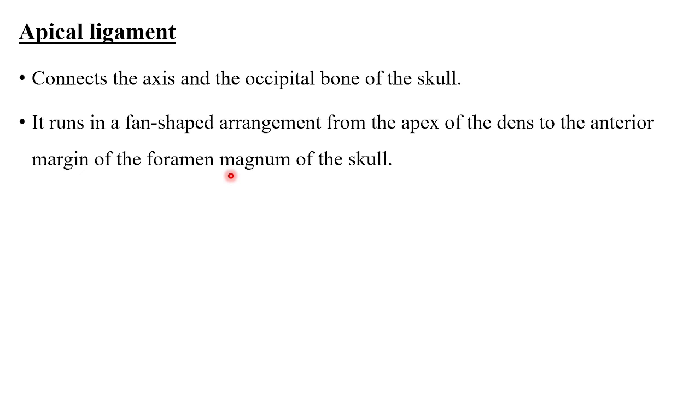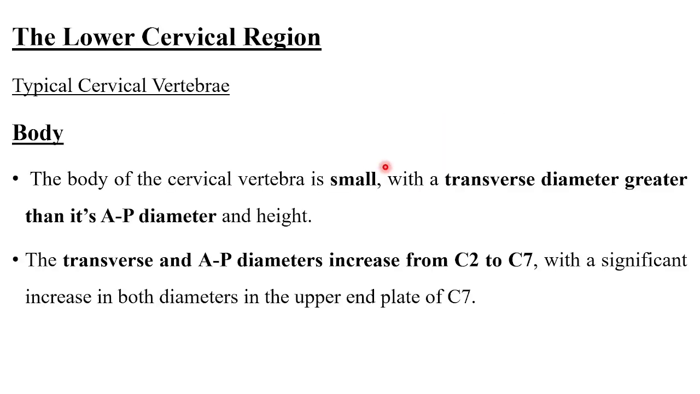Next ligament that is specific to the cervical region is your apical ligament, that is connecting the axis and the occipital bone of the skull. So it is a fan-shaped arrangement from the apex of the dens to the anterior margin of the foramen magnum of the skull. So till now we have discussed the anatomical features of the craniovertebral region or the upper cervical region. Next we will be going to your lower cervical region.